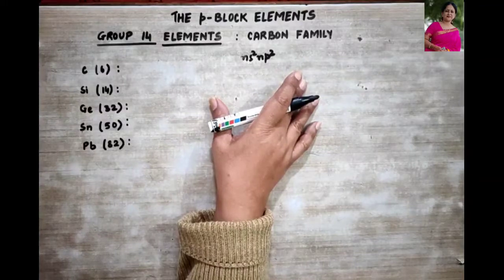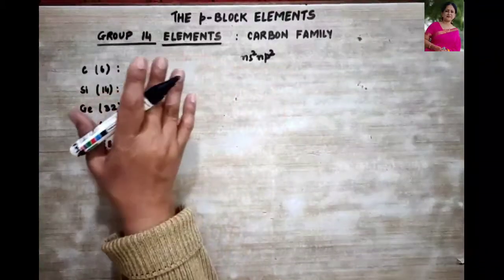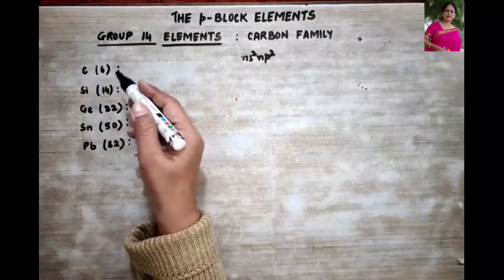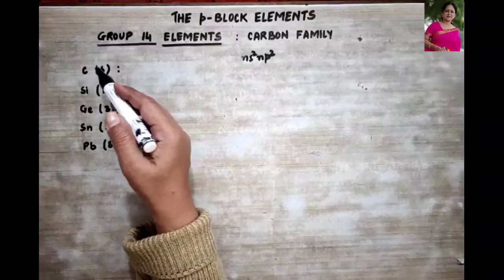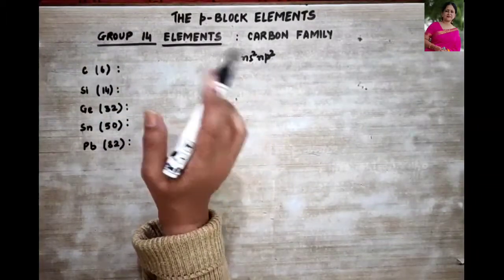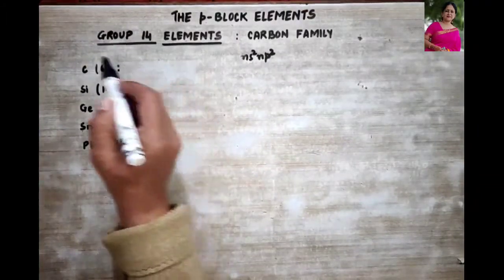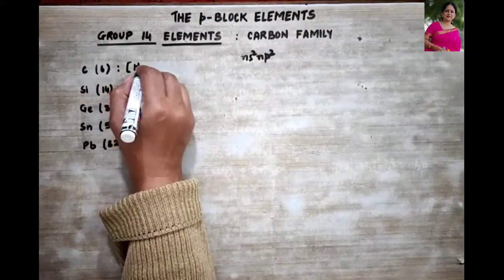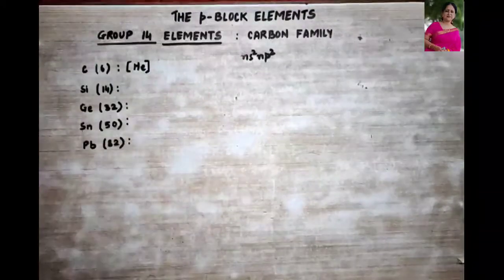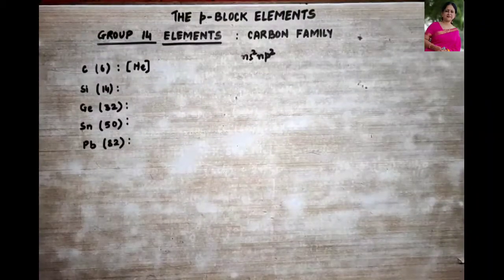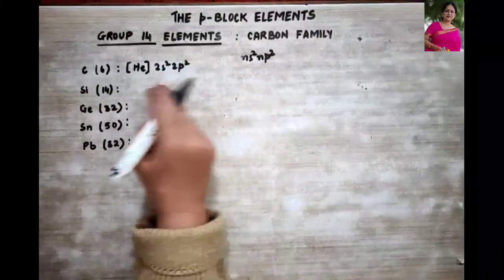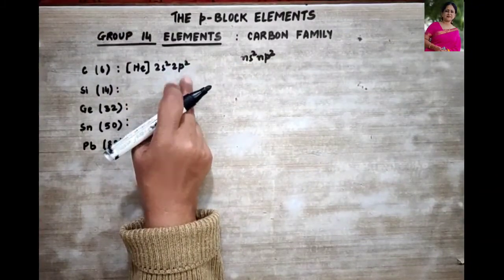So now let us begin talking about the physical properties of the carbon family. Before understanding the physical properties, first let us write the configuration of all the members of this family, and then we shall proceed. So for carbon, the inner core noble gas will be helium. Helium means 2 electrons, then 2s2, 2p2. So this is the configuration for carbon.